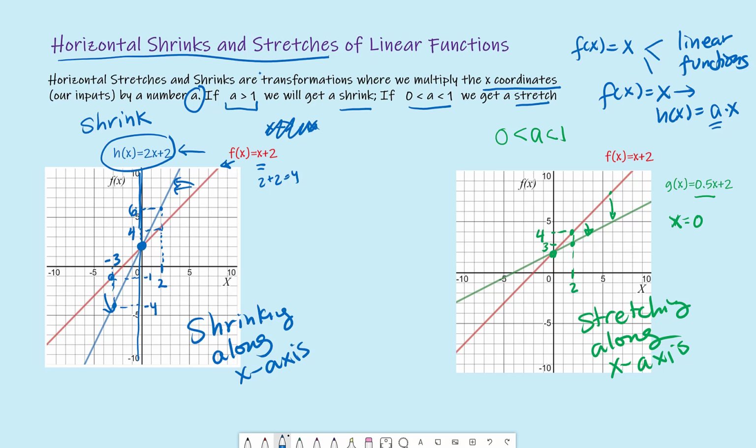So this was a review of horizontal shrinks and stretches. And again, if you want a shrink, you have to take a greater than 1. If you're looking for a stretch, you take a as a fraction. If you take a negative a, you're also going to get a reflection.